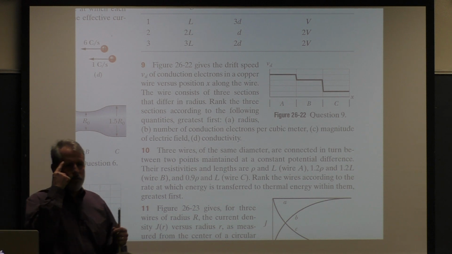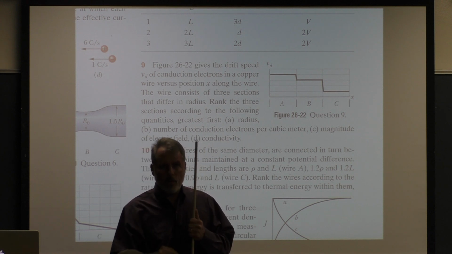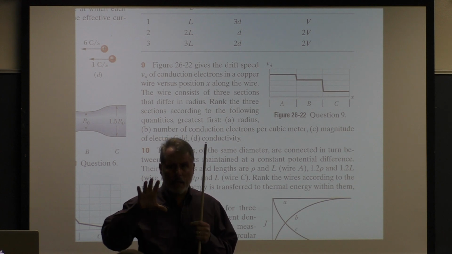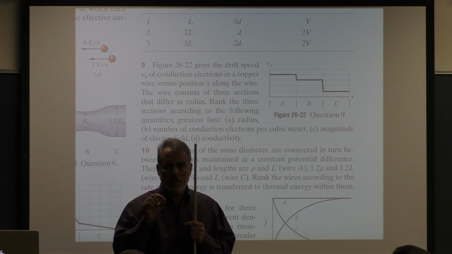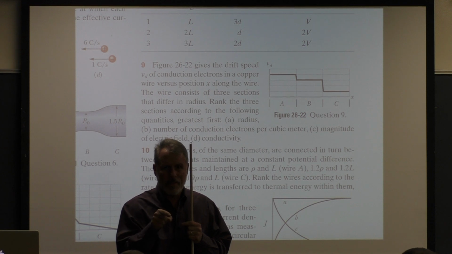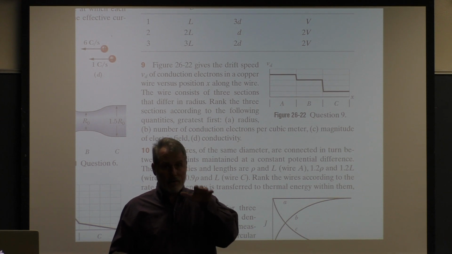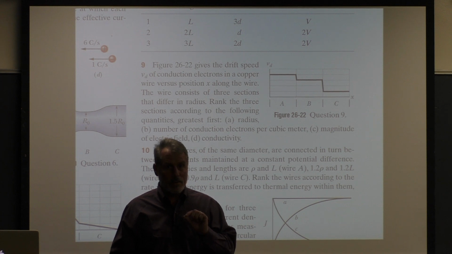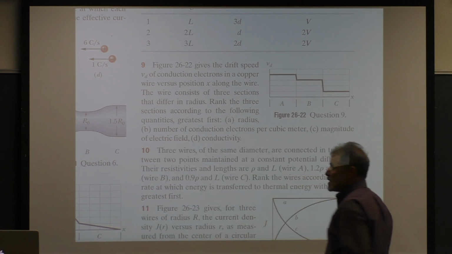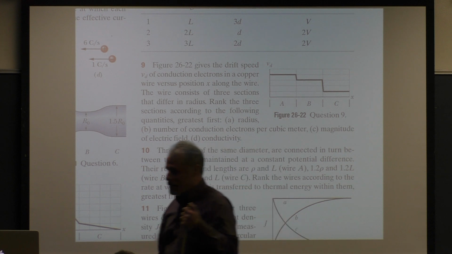So what is constant here? There is a flow of charges. What is constant along the wire that has varying radius? The current. The current is constant. But the current density is not. The current density is current per unit area. So the largest areas would have lesser current densities. So which one has the biggest radius? C, then B and A.